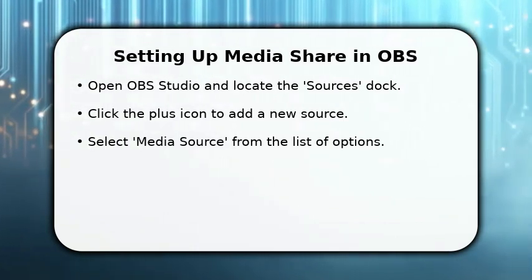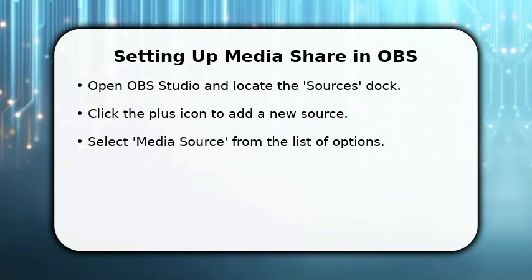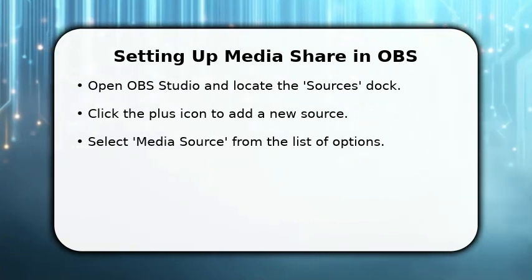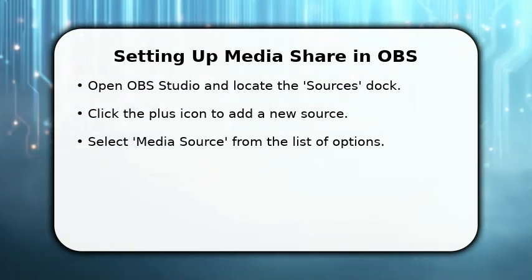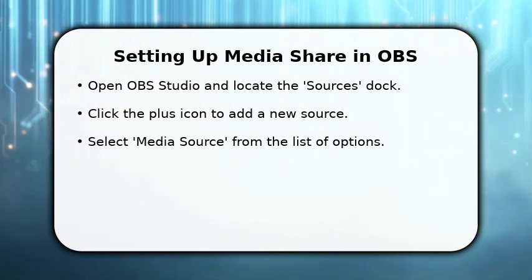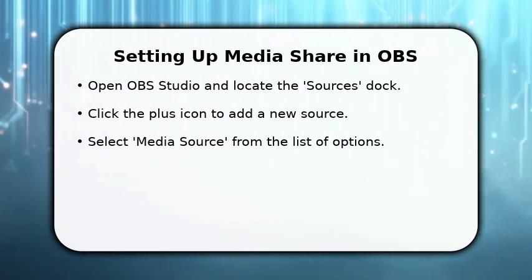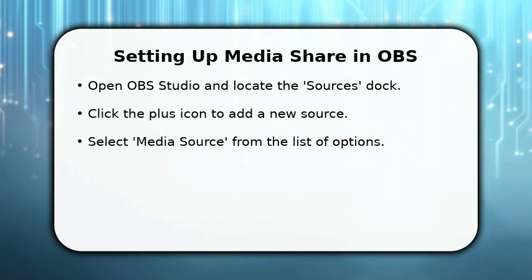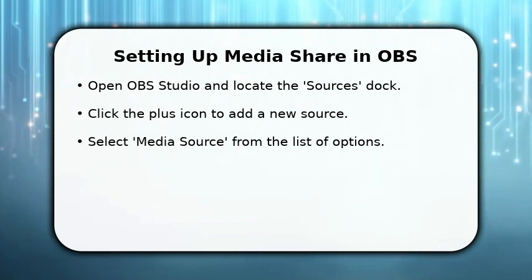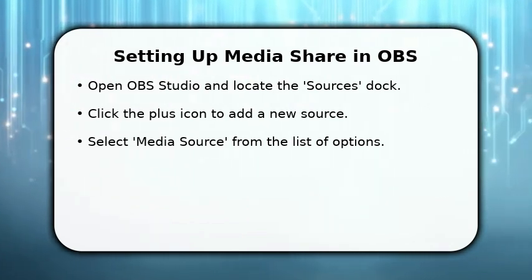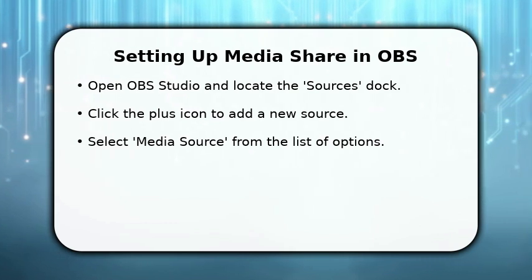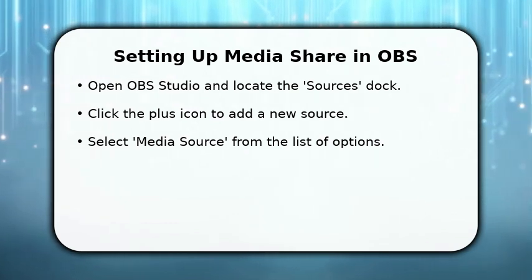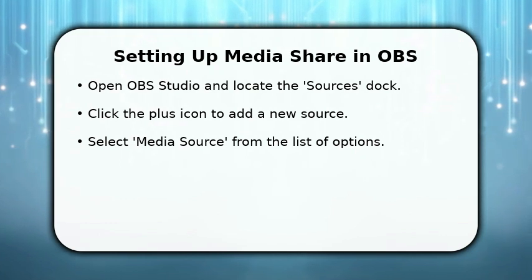First, launch OBS Studio and find the sources dock, usually at the bottom of your screen. Click the plus icon to add a new source. From the menu that appears, choose Media Source. Give your new media source a descriptive name like Viewer Videos or Stream Alerts to keep your setup organized. This initial step is crucial for integrating any video or audio files into your stream.